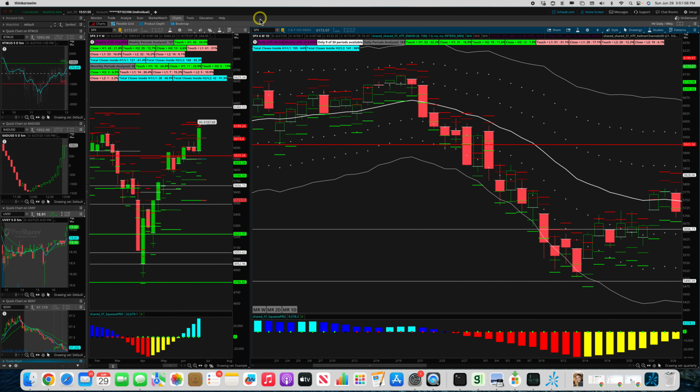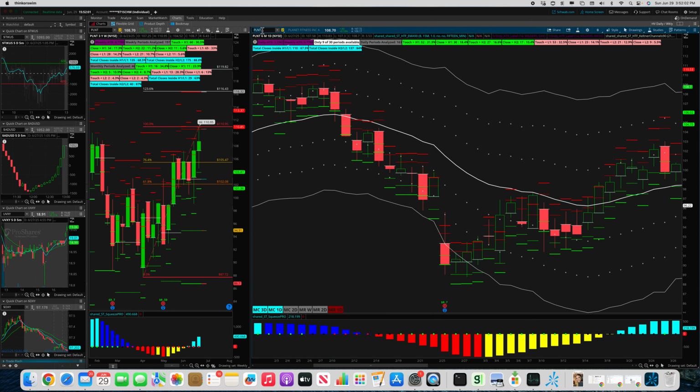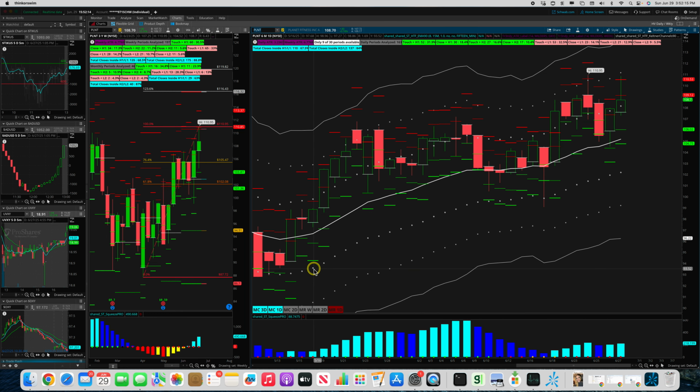So let me show you Planet Fitness, because this has a great squeeze setting up right now on the daily and the weekly time frames. You can see over here on the weekly time frame, see all those red dots? Beautiful squeeze, and we've got momentum shifting upwards. That's a really great sign. If we go over here to the daily chart, same thing. Beautiful red dots showing us that it's currently in a squeeze. Blue bars mean that momentum is shifting upwards.